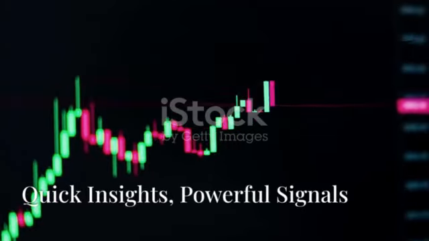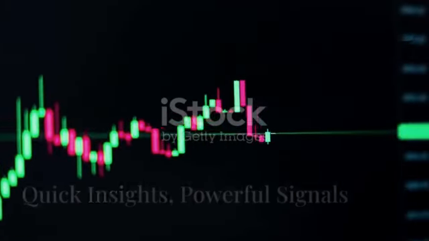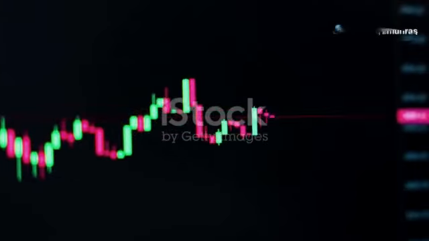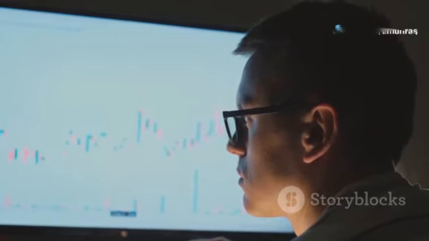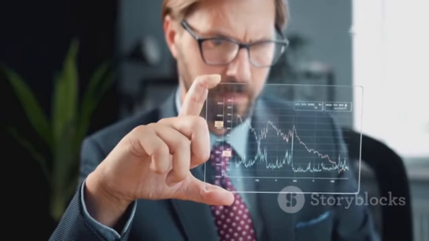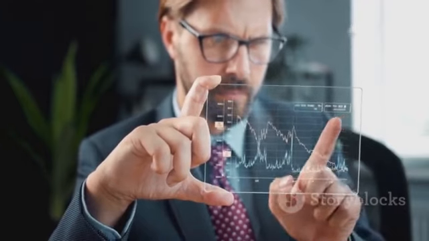Chapter 4. Single candlestick patterns. Quick insights, powerful signals. Now, let's dive into some actual candlestick patterns, starting with single candlestick patterns. These are patterns formed by just one candlestick, and they can offer valuable insights into market sentiment.